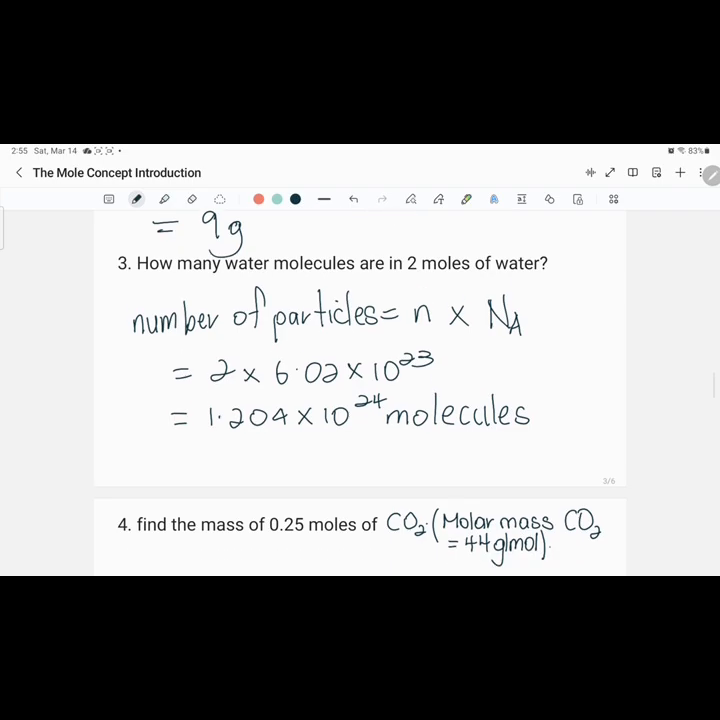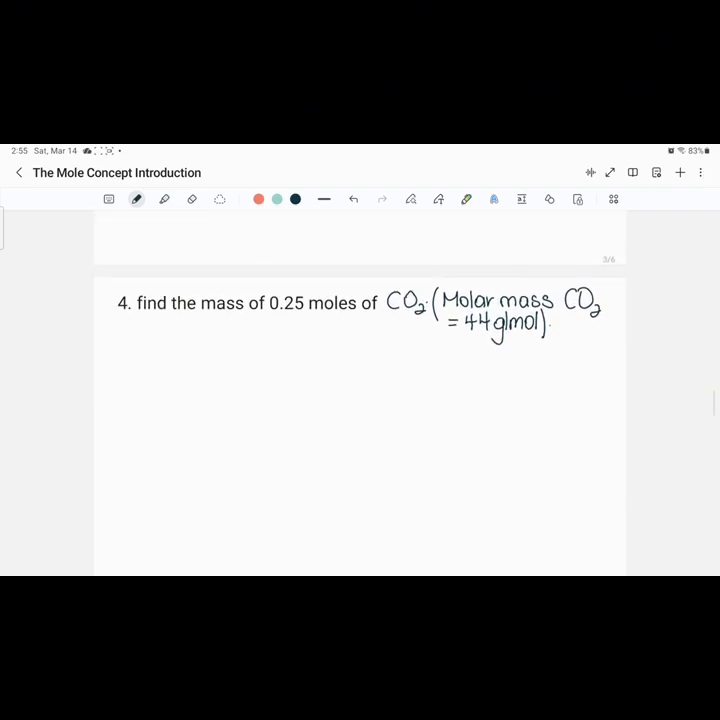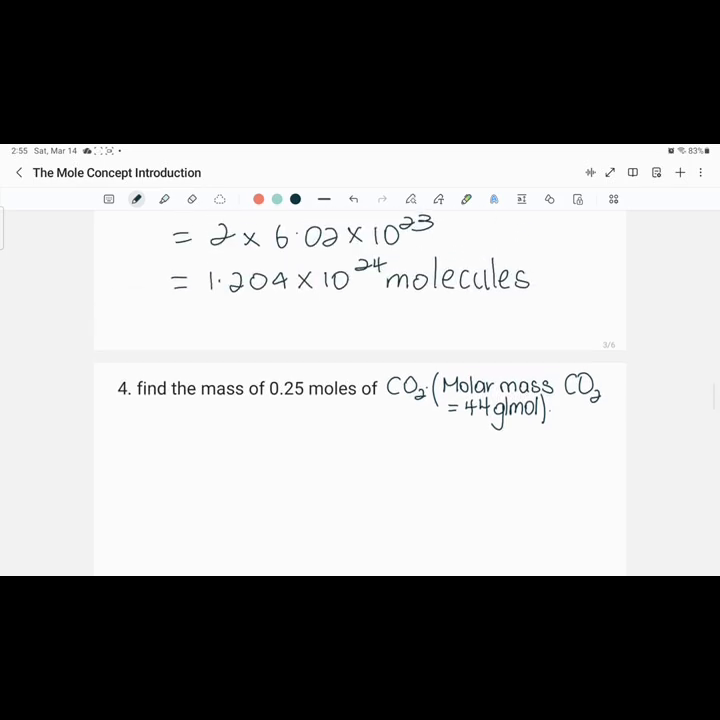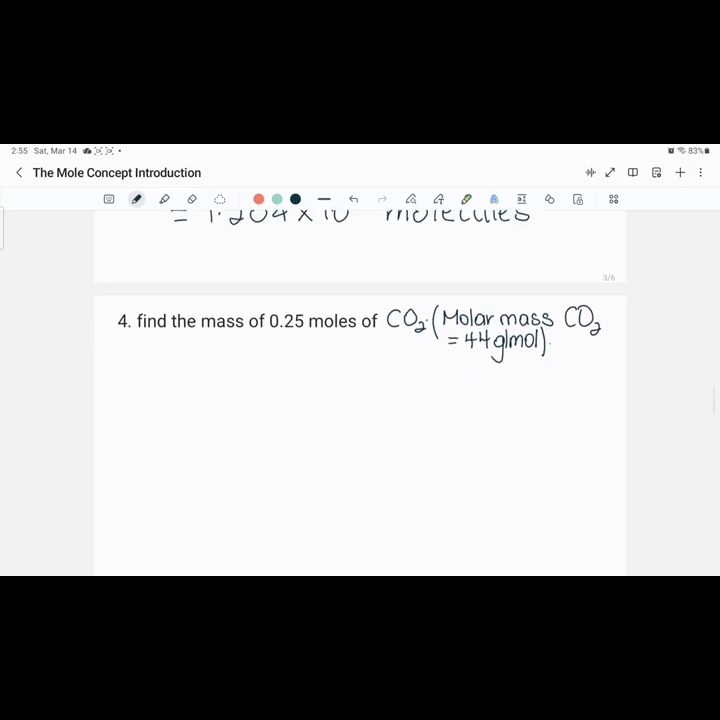Right? So the fourth one, find the mass of 0.25 moles of CO2, which is carbon dioxide. They have given us the molar mass of carbon dioxide. So key thing to note, again, they have given us moles and they have given us a molar mass. So we're using the normal formula, n equals, but since it's mass they want us to find, let's put m equals n times big M.